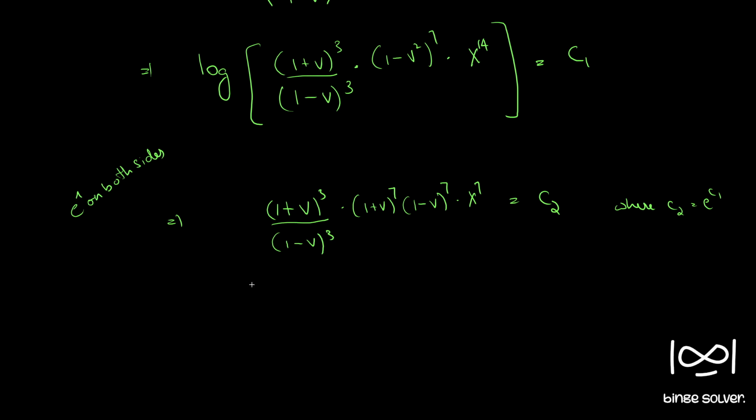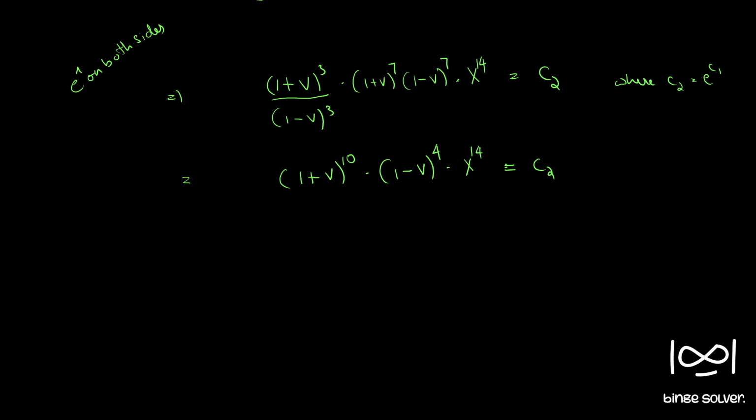now we can cancel and simplify things. 1 plus v raised to 10 into 1 minus v raised to 7 minus 3, 4, into x raised to 14 equal to c2. I mistakenly wrote x raised to 7; it is raised to 14.